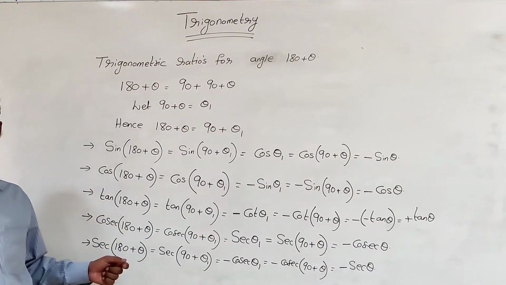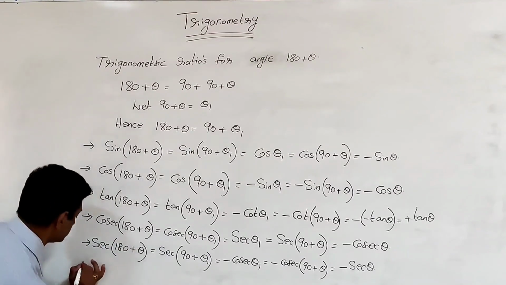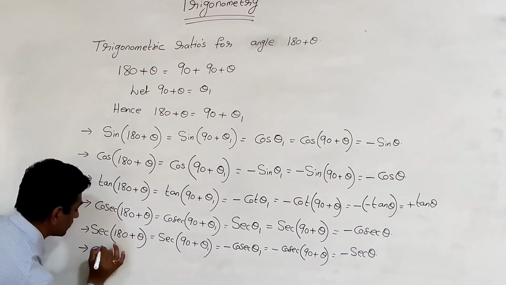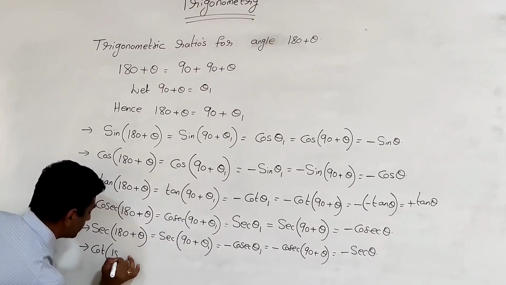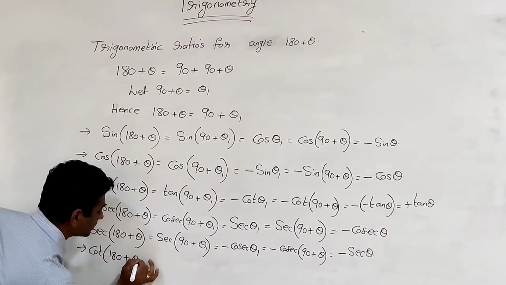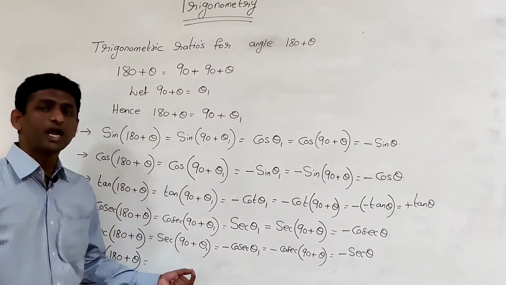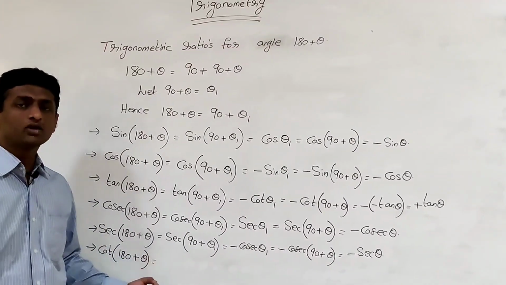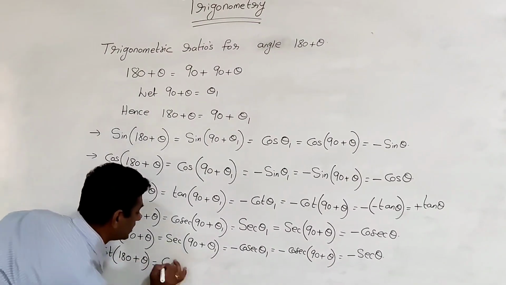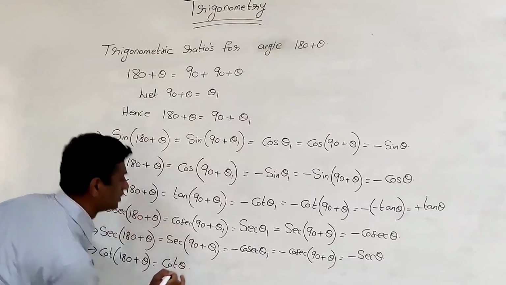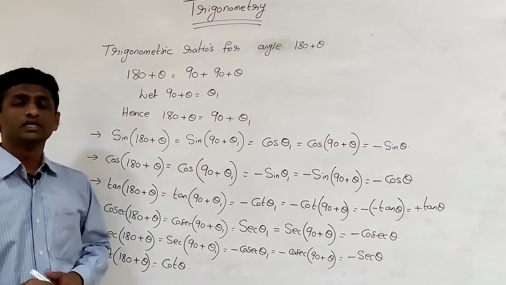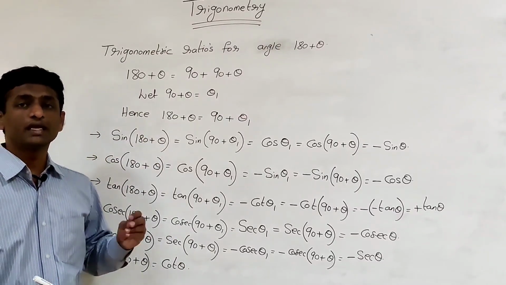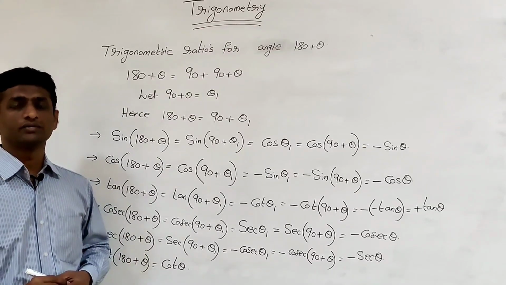Next, we'll go for cot. Cot of 180 plus theta. Try as it is, and you will get cot of 180 plus theta will be cot theta. So these are the 6 trigonometric ratios for an angle 180 plus theta.